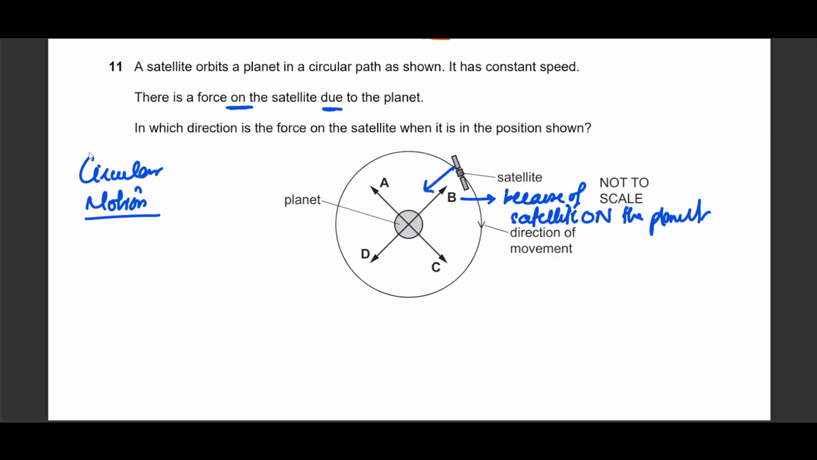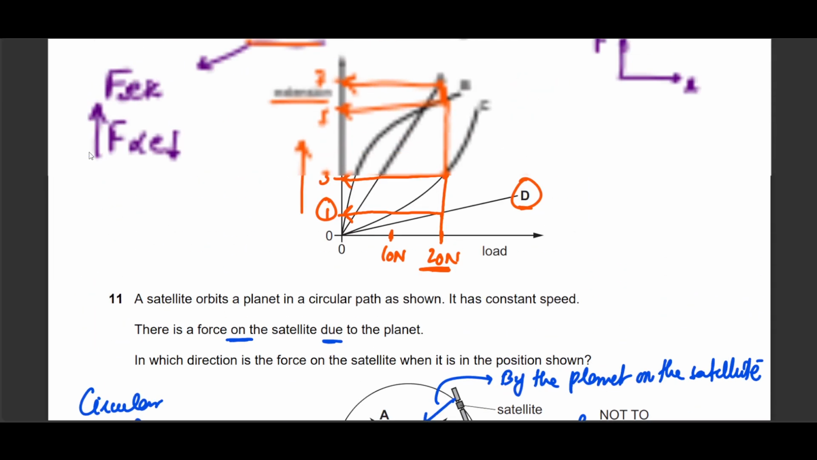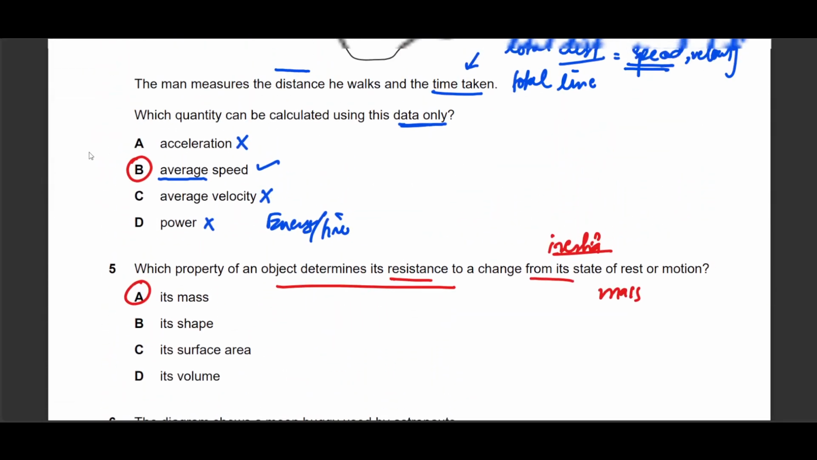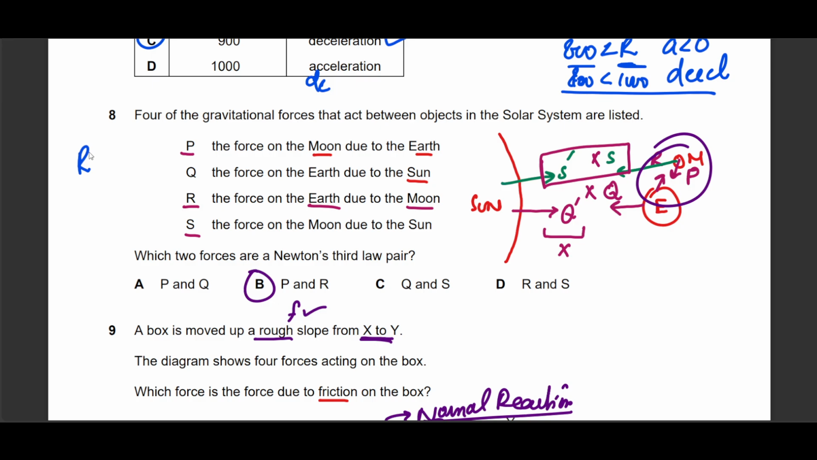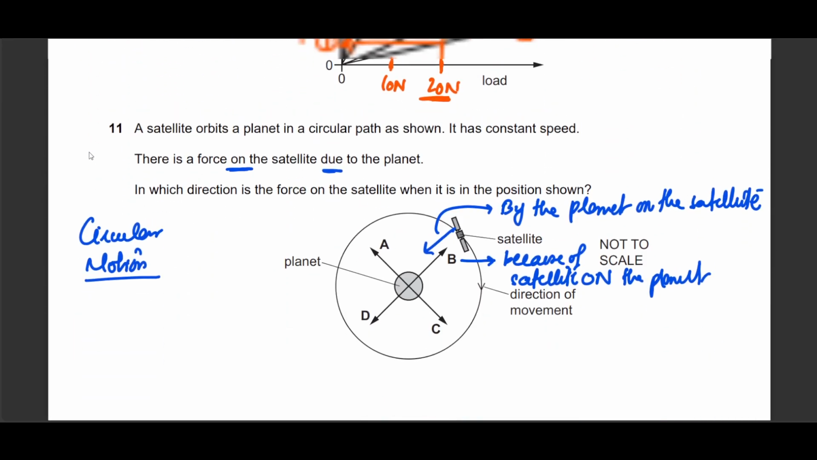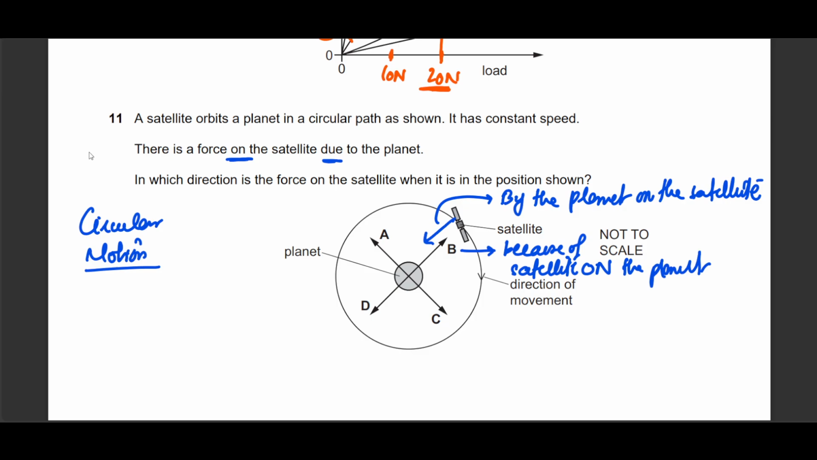There will be a force in this direction. Again, this would be by the satellite on, this will be by the planet on the satellite. According to Newton's third law, exactly the same question we've done over here in question number, sorry, I may have missed it, in question number 8. 8 is being repeated in question number 11 in parts with the circular motion.